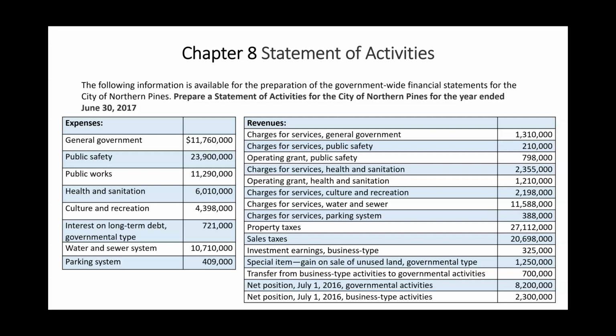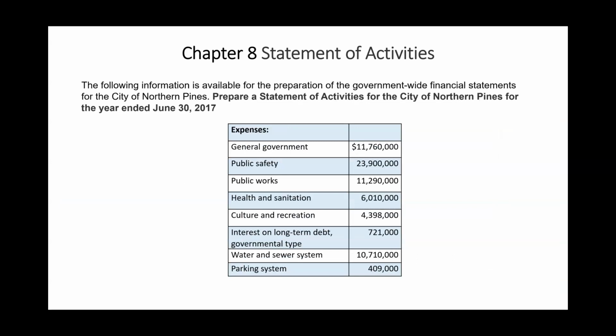And then later on down the line, we got property taxes, sales taxes. We know that those are going to be general revenues. And then we were told in the facts that any investments, any special items, any transfers, those were also going to be included in general revenues. So I would go through, just make sure you can identify which of these they are. And we're going to do that as we move forward. So we're going to start with expenses here.